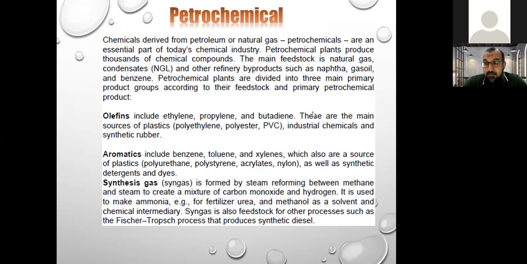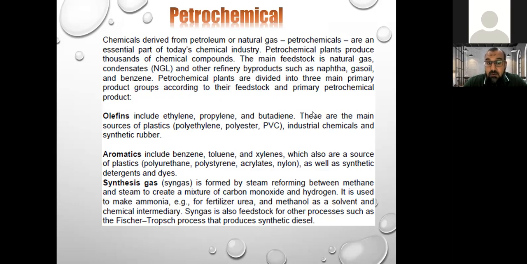First group is olefins. This includes ethylene, propylene, butadiene. These are main sources of plastics like polyester, PVC, polyethylene. This kind of plastic is called in the sector olefins. This is the olefin sector in the petrochemical industry. The other sector is called aromatics, like benzene, toluene, xylene, which are also a source of plastics as well. And this is also synthetic detergents and dyes.